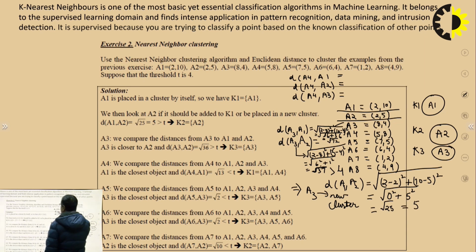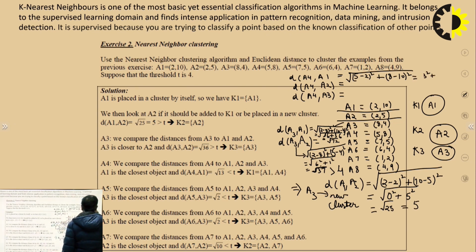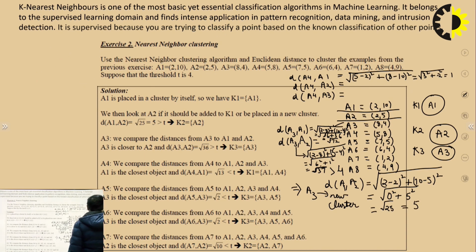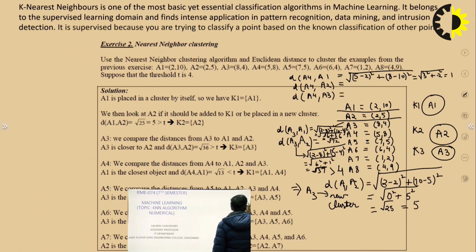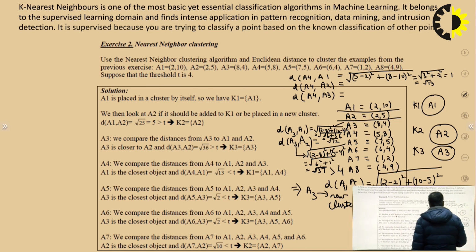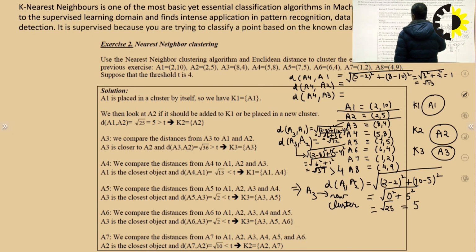So A4 is 5, 8, and therefore with respect to A1, this is the square root of (5 minus 2) whole square plus (8 minus 10) whole square, which is 3 square plus (minus 2) square, which is 9 plus 4, equal to the square root of 13.